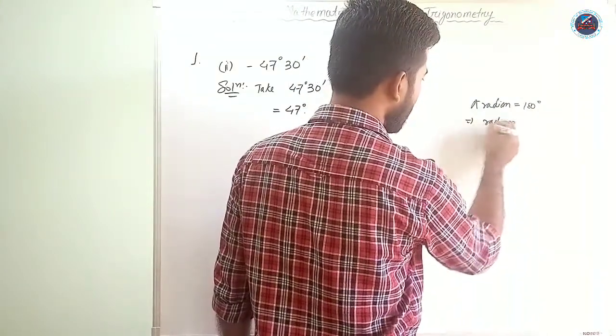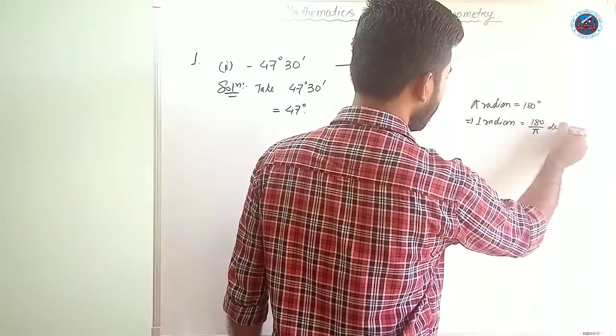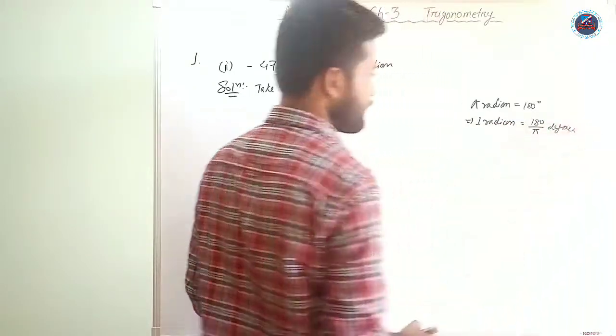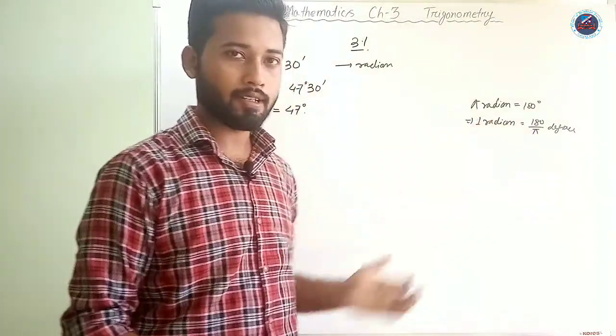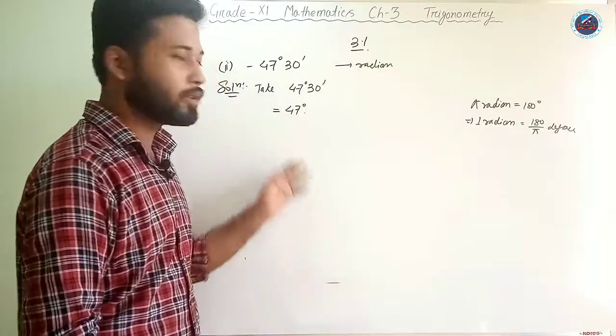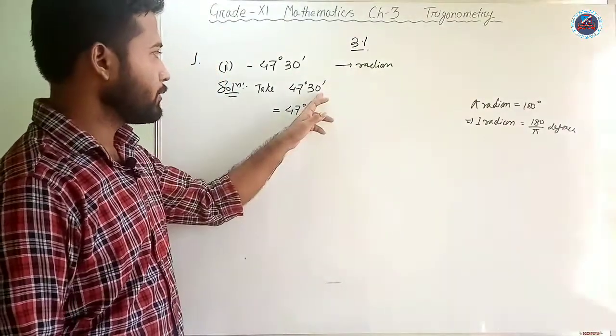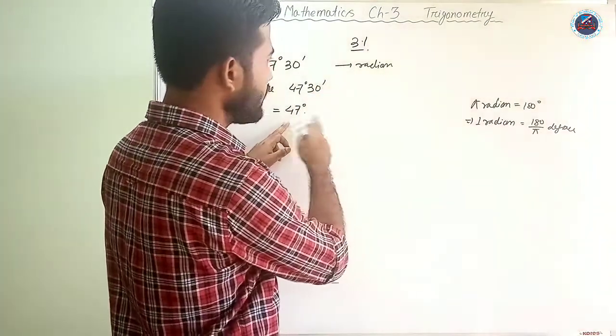1 radian is equal to 180 by pi degree, isn't it? So to convert from degree to radian or from radian to degree, we have the relation, but we do not have a relation to convert from minute to degree, minute to radian or radian to minute. Therefore we need to convert the minute to degree first. Okay, so we need to convert to radian, isn't it?